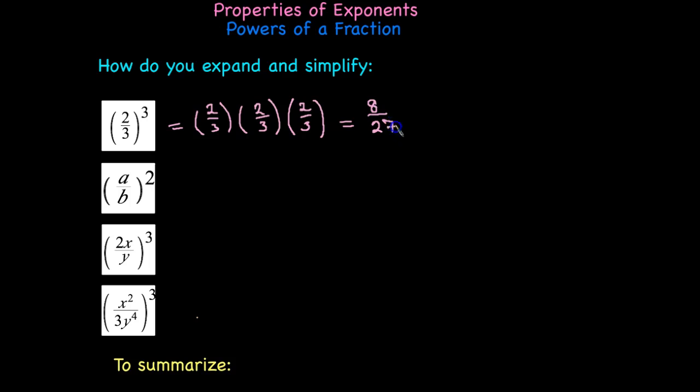Now, how can we simplify this, though, using exponents? How can we write this in another way? Well, if you'll notice, we have 3 2's, 2 times 2 times 2. So we could also write that as 2 to the 3rd power. We also have 3 3's, 3 to the 3rd power. These are equivalent ways of writing the same expression.